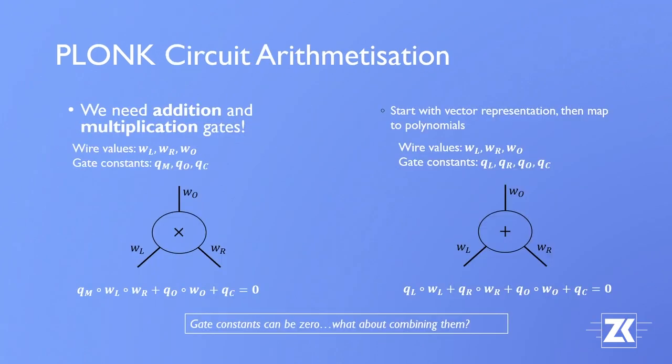So Plonk's made up of addition and multiplication gates, and so we want to create some kind of mathematical expression that we can use to test that all of the gate arithmetic has been satisfied. And ideally, we want one mathematical expression, and not one for additions and multiplications, because you have extra polynomial commitments, and it makes things a bit more complicated.